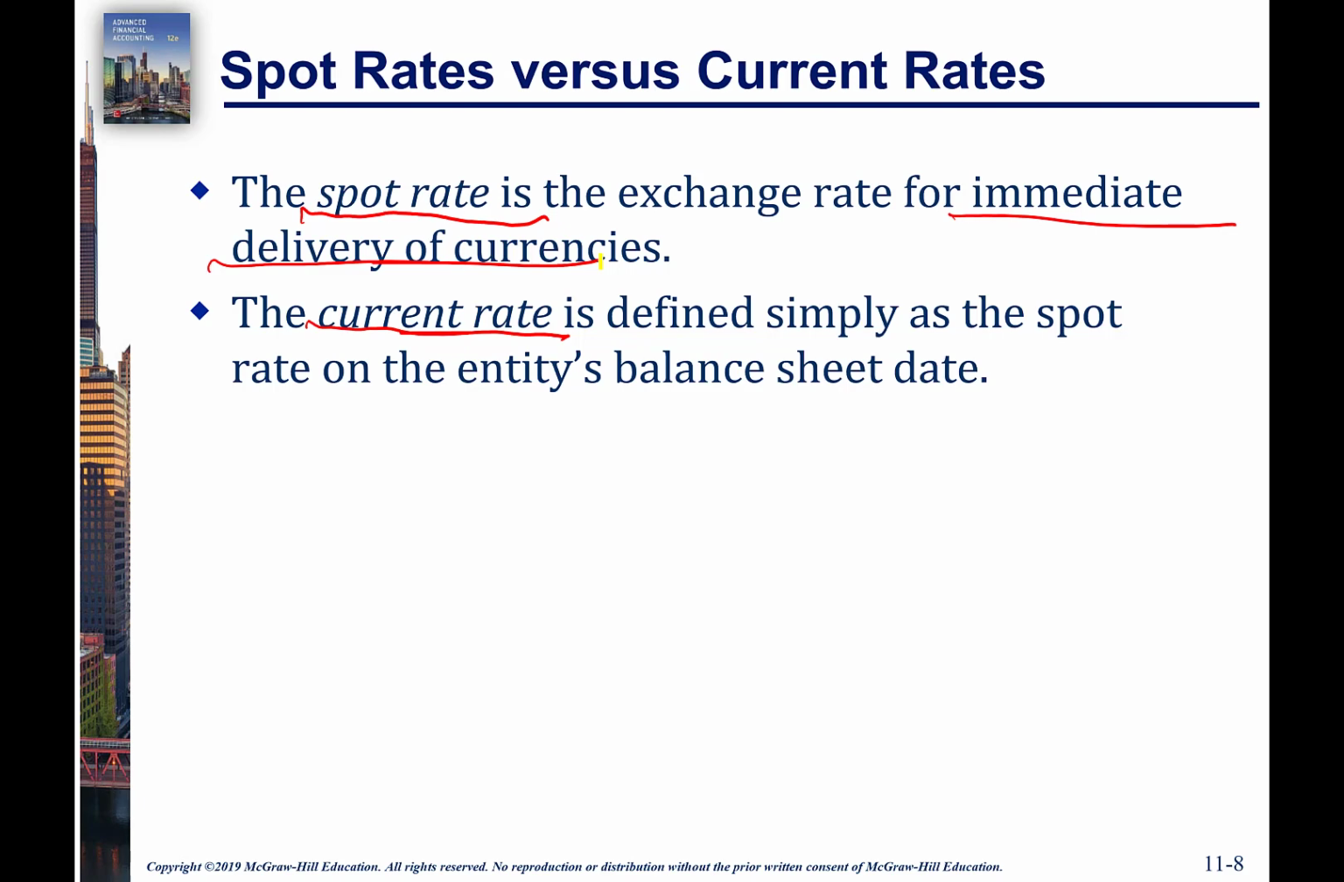All the current rate is, is the spot rate essentially at December 31st or whatever the balance sheet date is. I'll just assume December 31st there. So very similar. It's just that we start calling the spot rate the current rate if we're calling it out as a specific balance sheet date. And most of the examples we'll look at, that'll be December 31st.